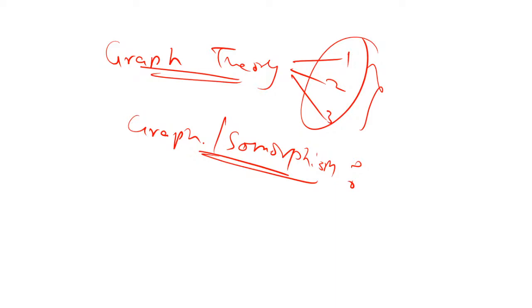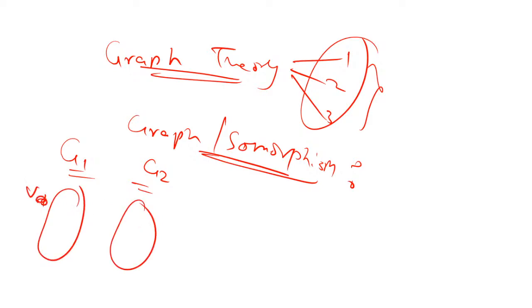We can use the definition. The definition says that if you have two graphs G1, G2, then they are called isomorphic if and only if, let's assume this is the set of vertices of G1, this is the set of vertices of G2, between them you have a bijection which preserves the edges, meaning two vertices are connected here if and only if they are connected here. If this type of bijection exists, then you say that your two graphs are isomorphic.